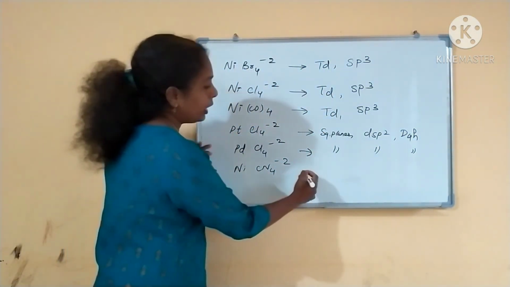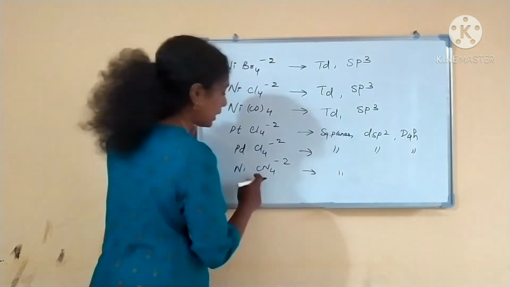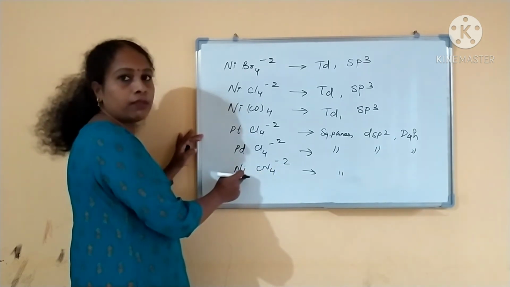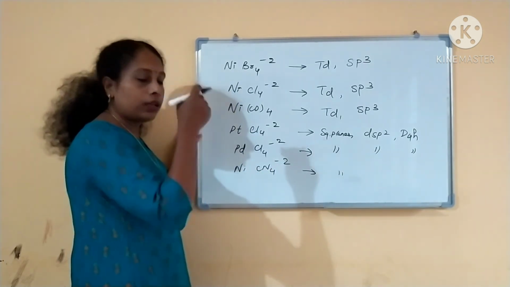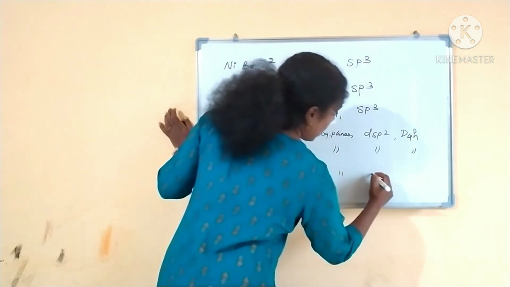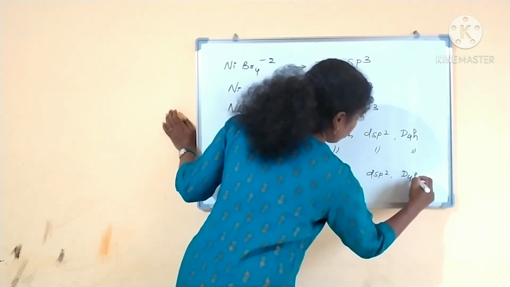[Ni(CN)4]2-. [Ni(CN)4]2- also will form a square planar complex, right? It is a strong ligand and the negative charge will be there. Ni will be in the plus 2 oxidation state. It will cause pairing, so it will form the square planar complex. Hybridization will be dsp2 hybridization, belonging to the point group D4h.